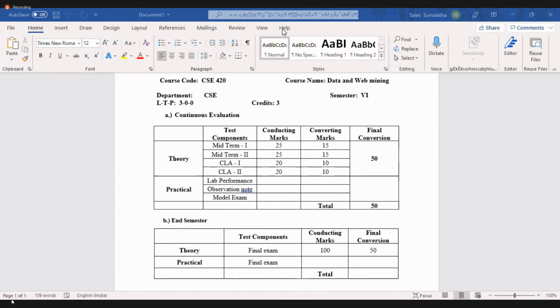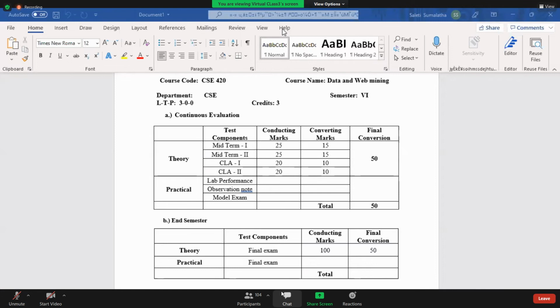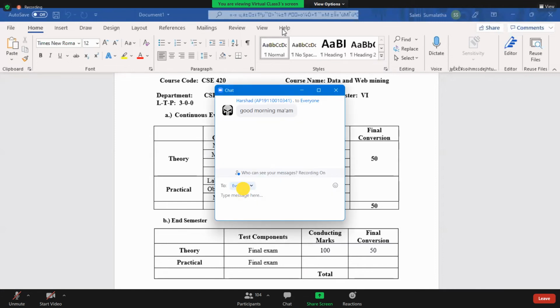One more request, students, I need one representative from each section. If the CR is already registered in this course, then they can share their name and phone number. Yeah, you can share it now. If there is no CR, anyone can represent. Harshad, which section do you belong to? You can give your phone number and name. Yeah, G section. Okay, you can share the phone number.